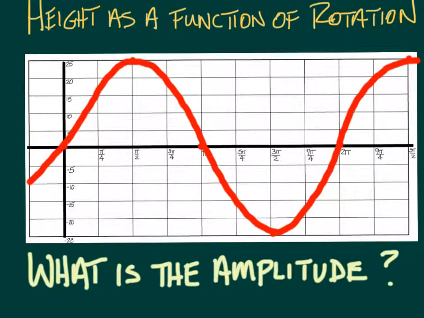25. Here is a maximum point. We go down to the midline, which is the x-axis. It's a distance of 25. It's the same down here, but it's the absolute value of that. It's still going to be 25. So amplitude equals 25.